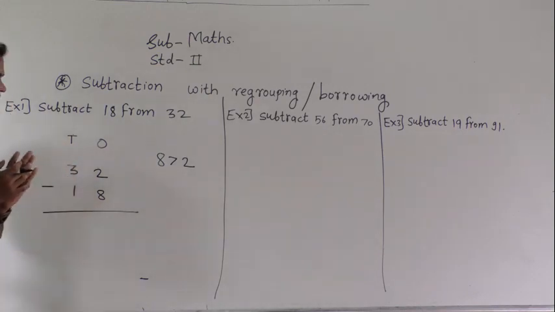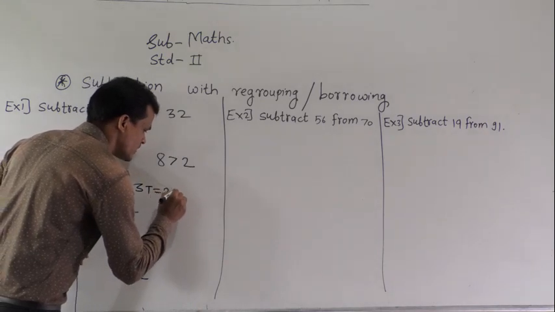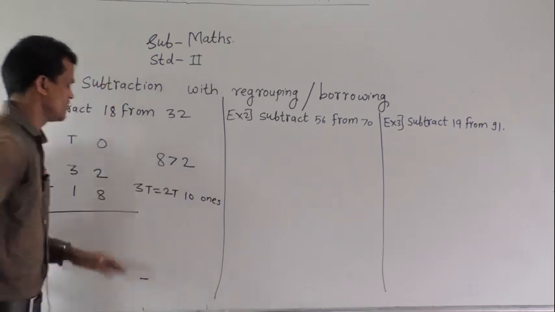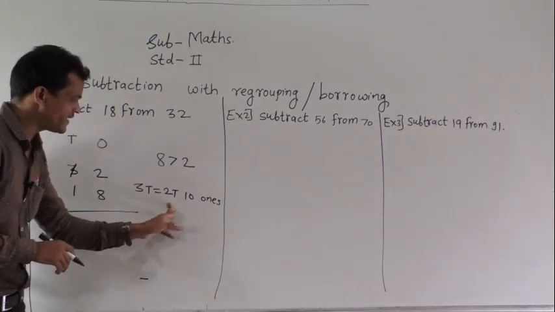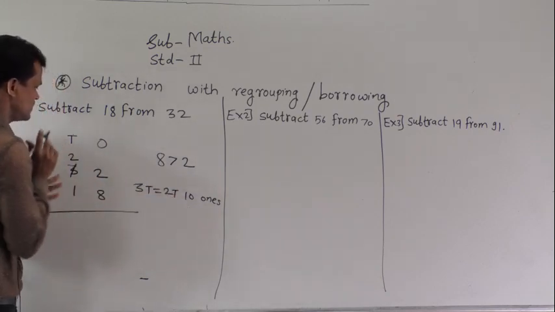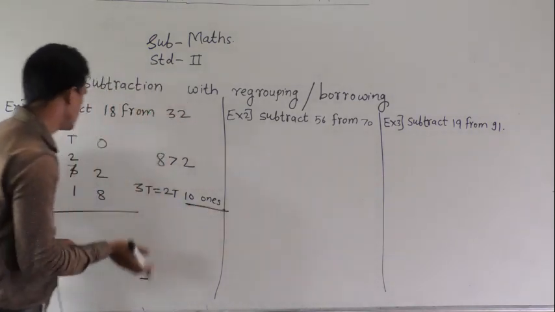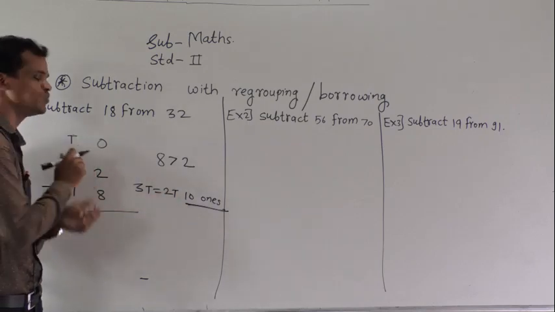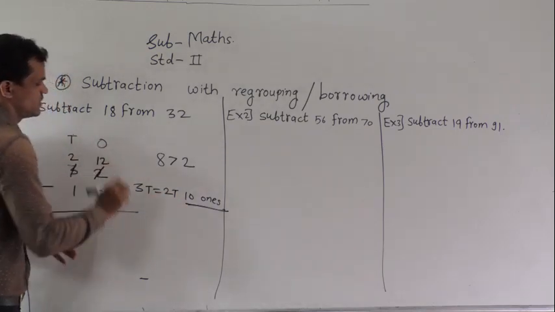So first regroup these three tens into two tens and 10 ones. Write this two tens here and add the 10 ones to the 2 ones. 10 ones plus 2 ones is 12 ones. So cut this 2 and write 12 here.